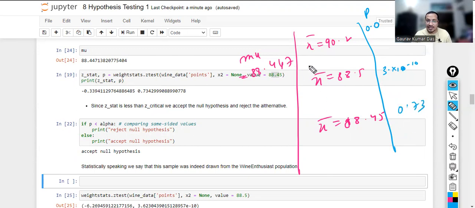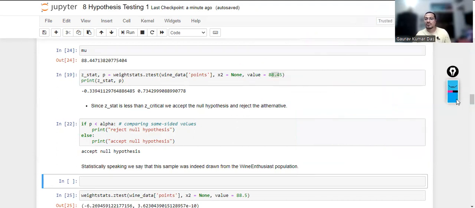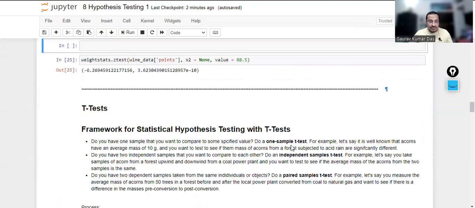So you can see as the difference between the population mean and the sample mean narrows down, my P value increases, which means the probability of my null hypothesis getting accepted increases. So in both these cases, it was rejected. The last case, it was accepted. Last case means the middle case, which we have found out here, 88.45. Correct. So this is how you need to understand the impact the sample mean has on the P value. Okay. All right.